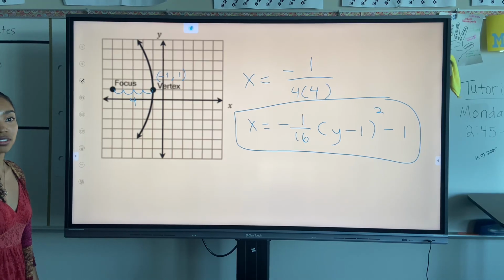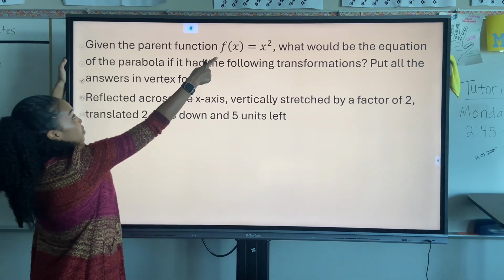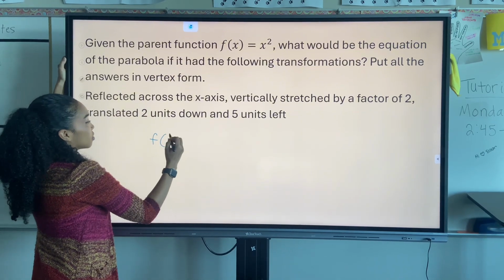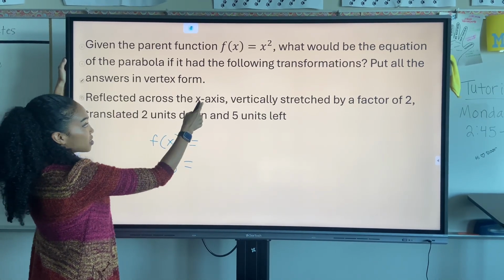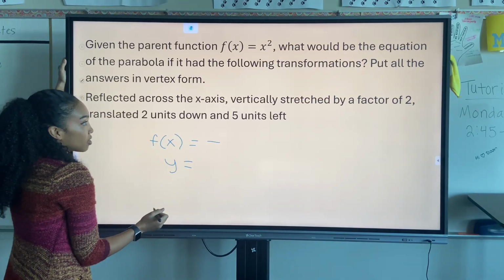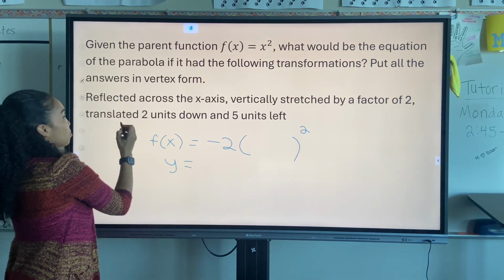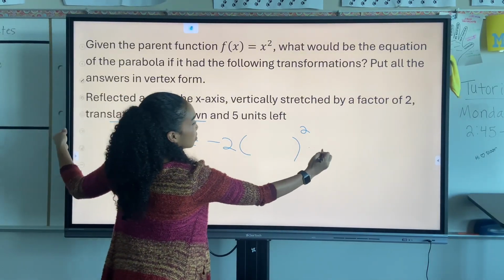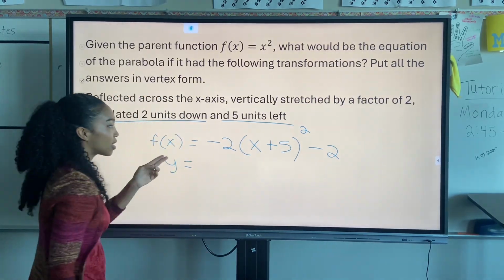Any questions? All right, next one. Your parent function, if they put y equals, that's also fine. It's reflected across the x-axis, so you need a negative. Vertical stretch by 2. It went 2 units down, 5 units to the left, x plus 5. That's the answer.